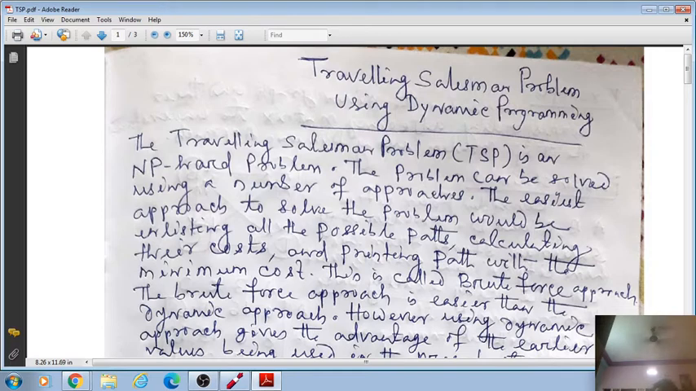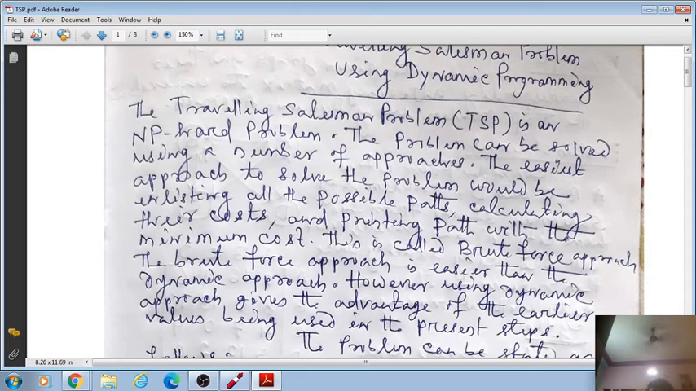However, the dynamic approach gives the advantage of using earlier values in the present steps. You have already seen how LCS and matrix chain multiplication use previous values. Once a value has been calculated, it is not calculated twice. That's why we follow the dynamic programming approach, using earlier calculated values in the present steps.